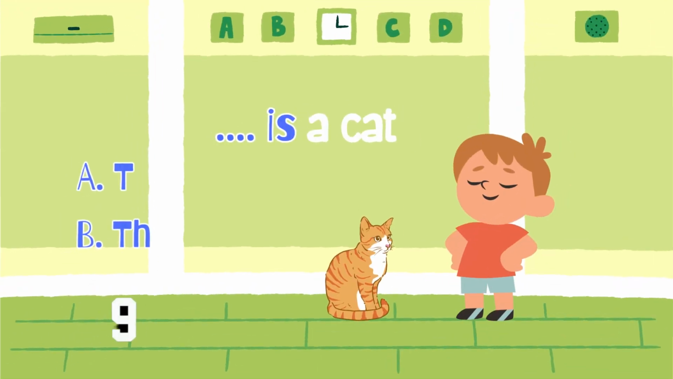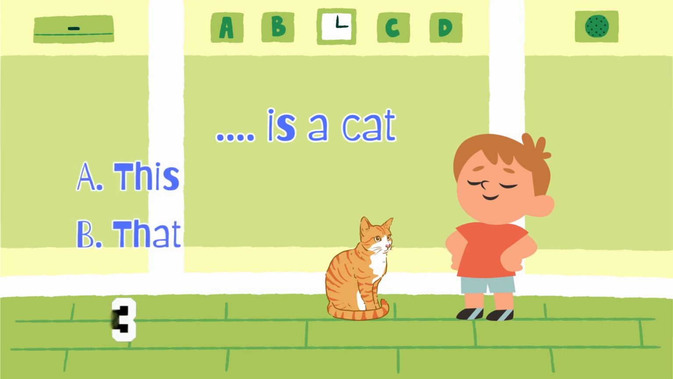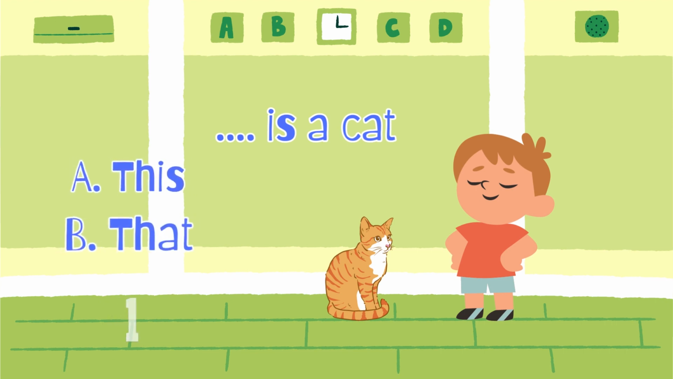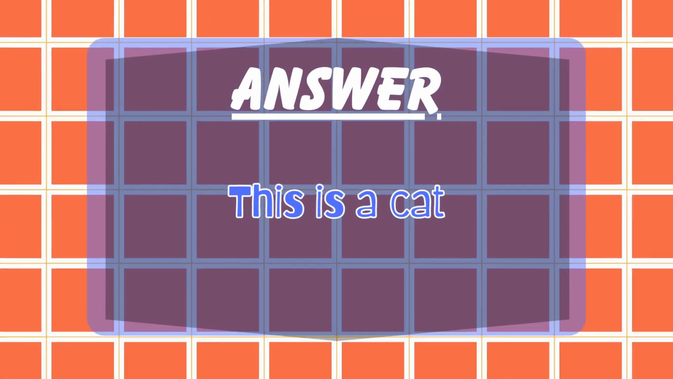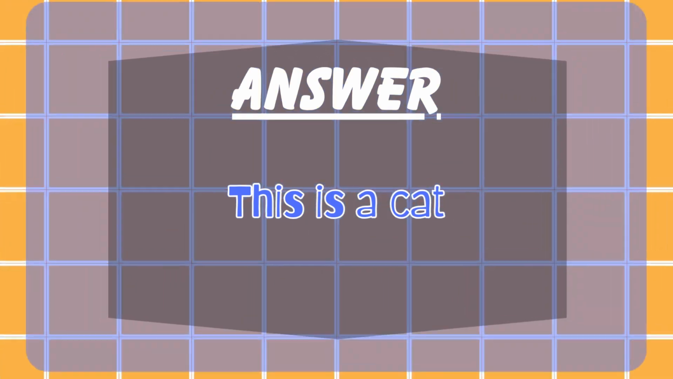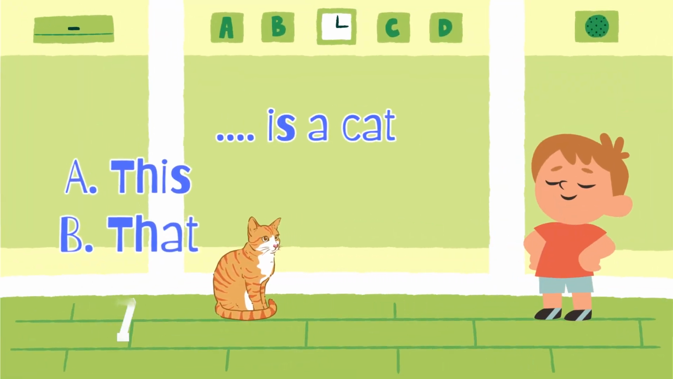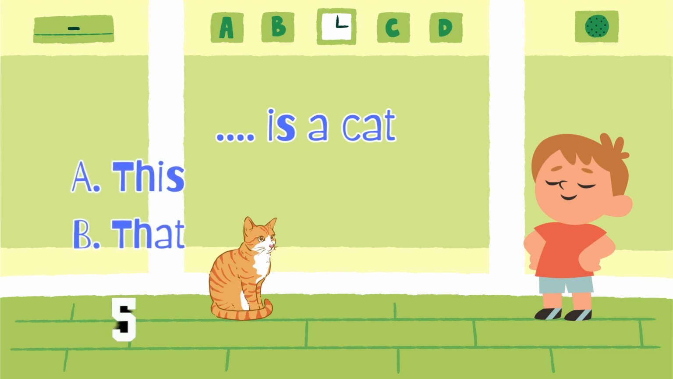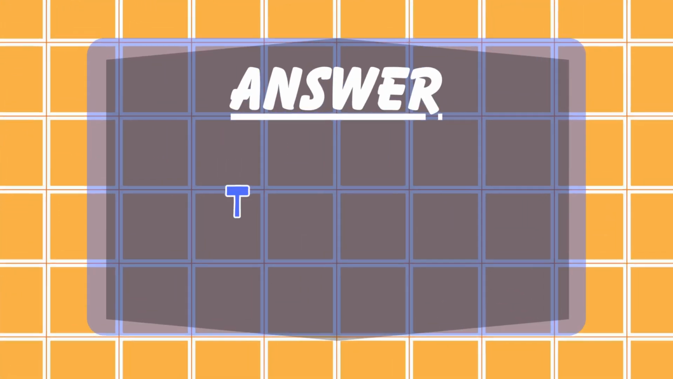Is a cat. A. This, B. That. This is a cat. Is a cat. A. This, B. That. That is a cat.